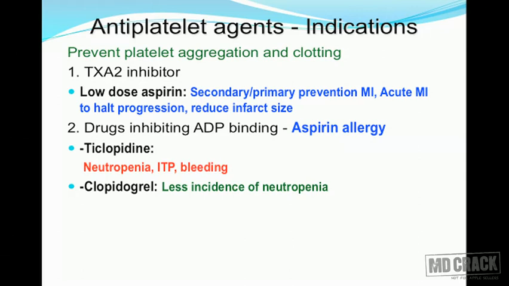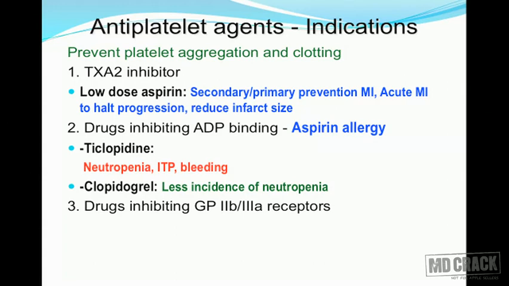So first, aspirin. If aspirin cannot be used, then there are two agents. The first one is ticlopidine, but it leads to more neutropenia, and clopidogrel produces less neutropenia. So clopidogrel is preferred to ticlopidine because this has got less incidence of neutropenia.